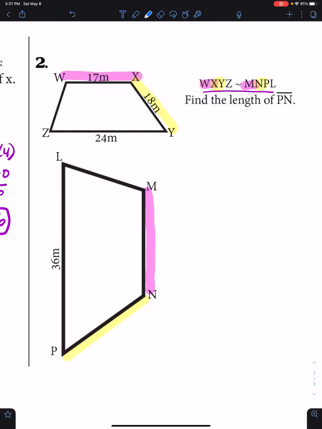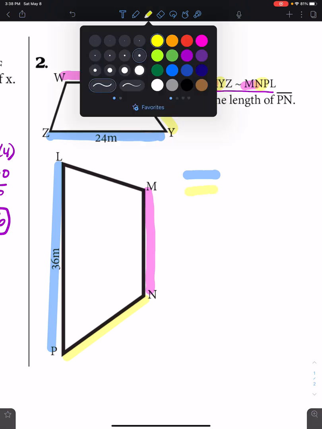I also know that LP corresponds with YZ. So this actually gave me more information than I needed because the small trapezoid gave me 3 measurements and I only need 2 of them. So in the big trapezoid, I have the 36. I have the blue, so I definitely want to use blue. And then the one I'm looking for is PN, which is yellow. So I want to use the yellow also.